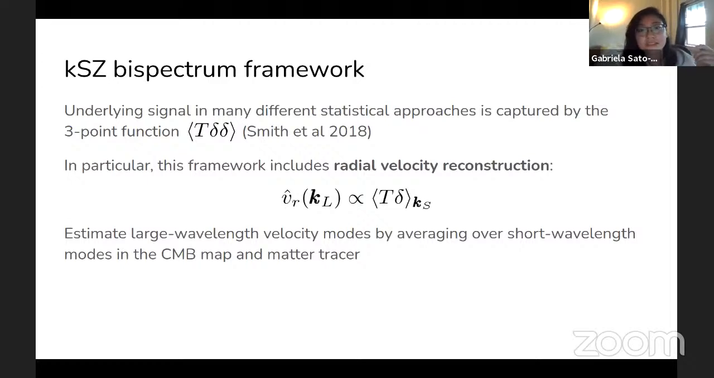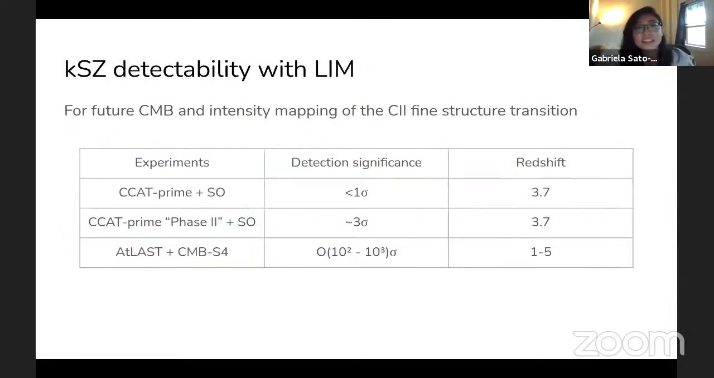And of particular interest is the fact that this approach also includes this radial velocity reconstruction. You can basically think of this as small scale temperature and matter fluctuations evolving on a background mode of the large scale velocity field. And so you can recover the large scale velocity mode by averaging over these small scale modes, in a very analogous way to how lensing reconstruction works, where you're averaging over small scale temperature perturbations to recover the lensing potential. This is the approach that we adopt in this work.